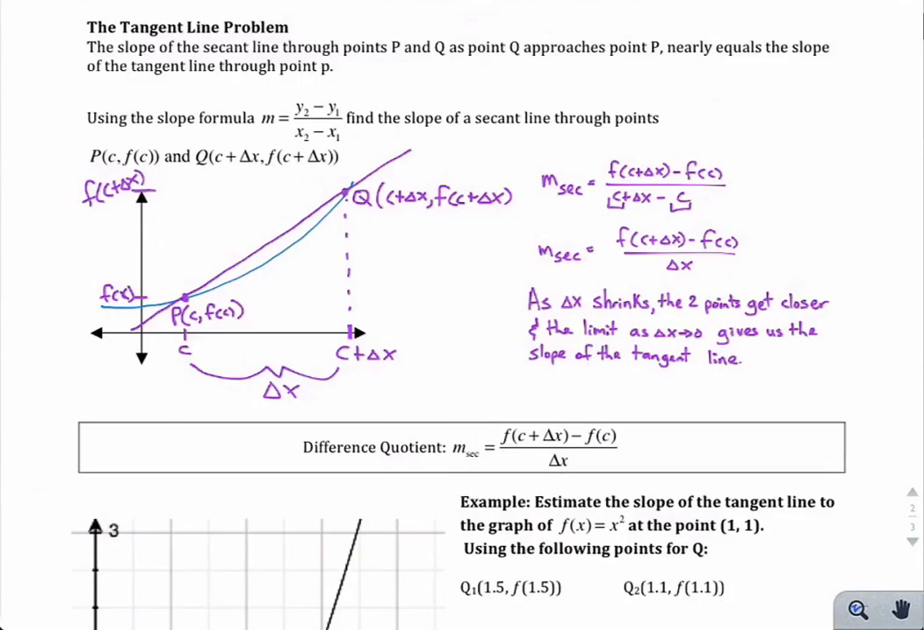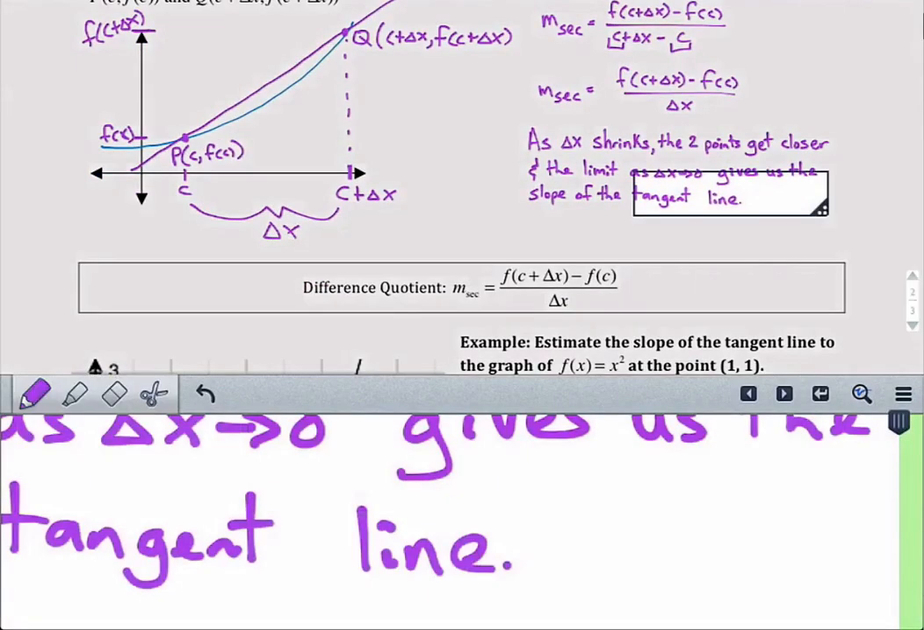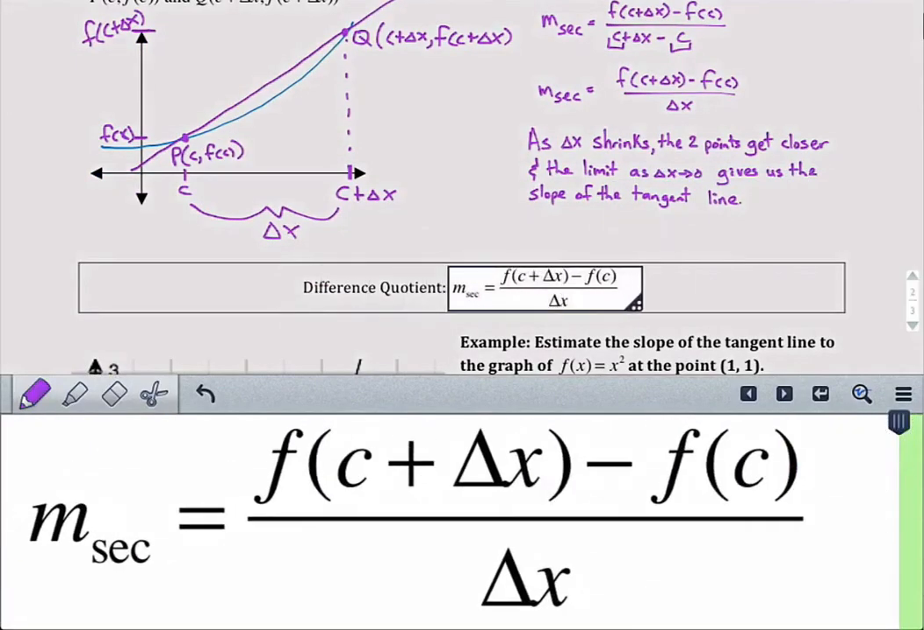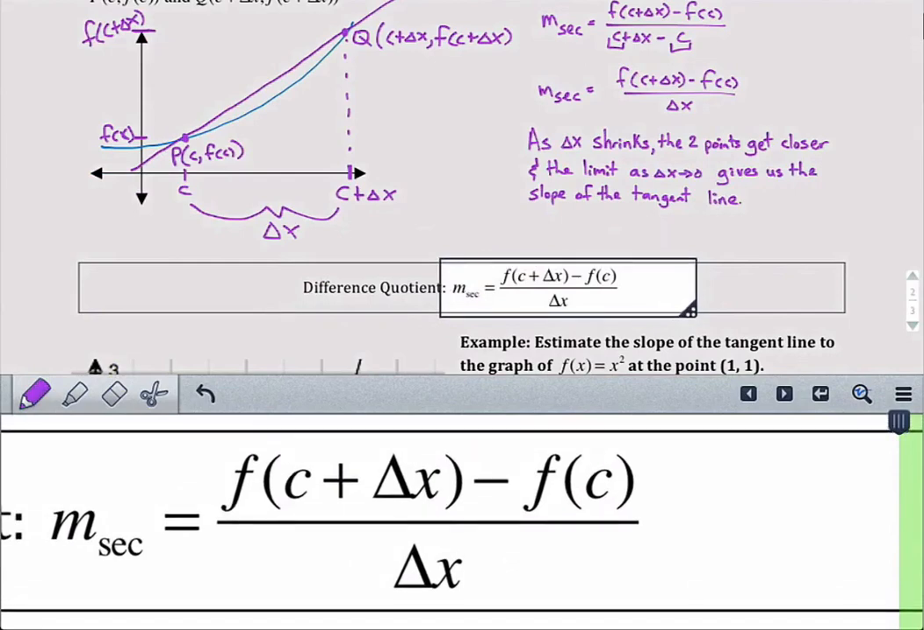So what we've formulated here is something called the difference quotient. This is something that you worked with in pre-calculus. The difference quotient is the slope of a secant line through two points.